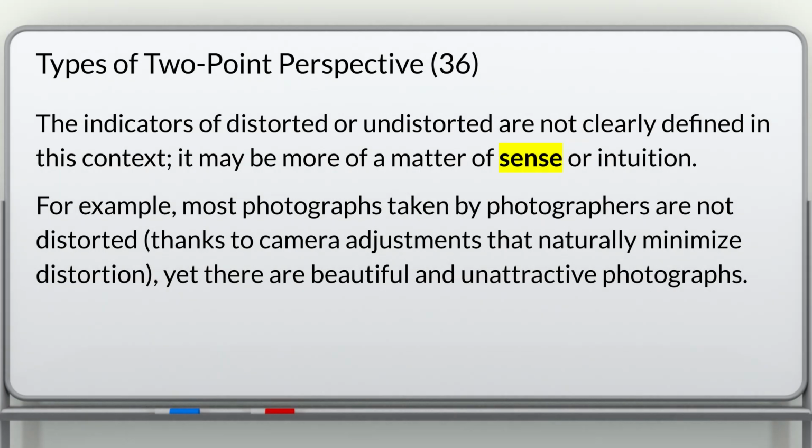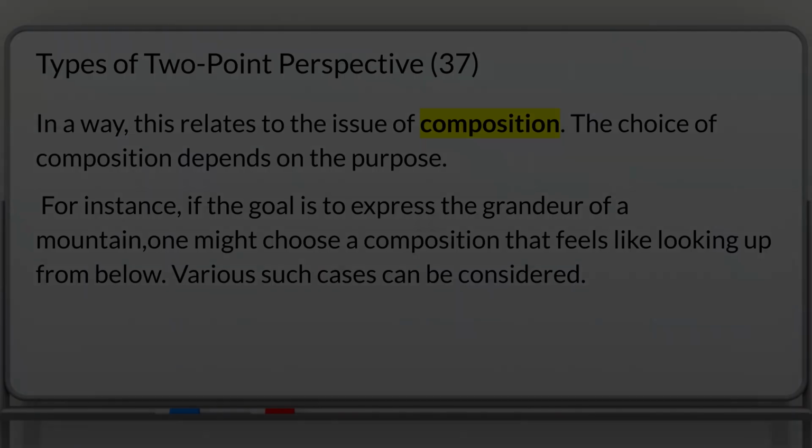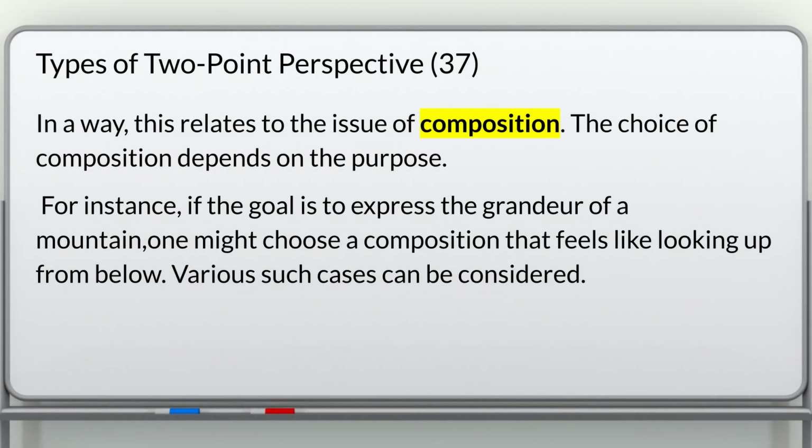The indicators of distorted or undistorted are not clearly defined in this context. It may be more of a matter of sense or intuition. For example, most photographs taken by photographers are not distorted, yet there are beautiful and unattractive photographs. In a way, this relates to the issue of composition. The choice of composition depends on the purpose. For instance, if the goal is to express the grandeur of a mountain, one might choose a composition that feels like looking up from below. Various such cases can be considered.